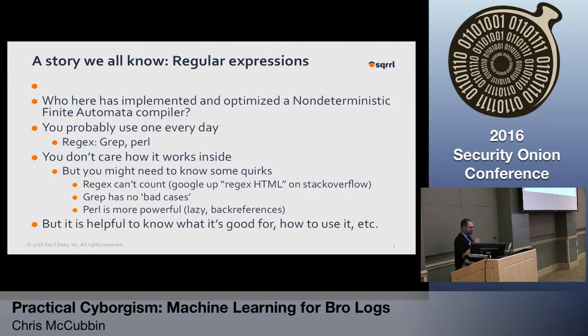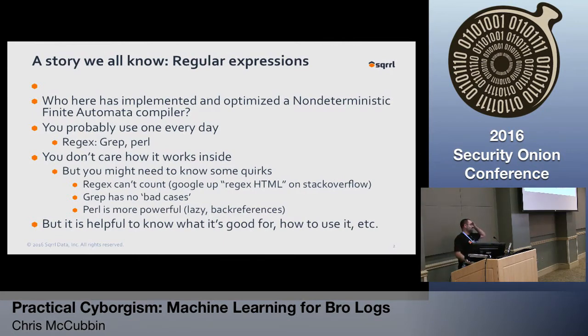It just gets worse. So I'll tell a little story about regular expressions. Who here has implemented and optimized the non-deterministic finite automaton compiler? I think I did in school, maybe. But we all use it every day, right? Regex is built on that. It uses theories written in the 1950s, and Ken Thompson of Unix fame famously wrote them into grep and ed and all those great things.